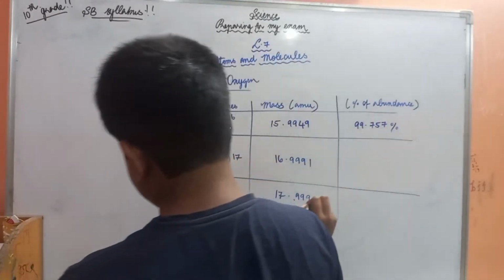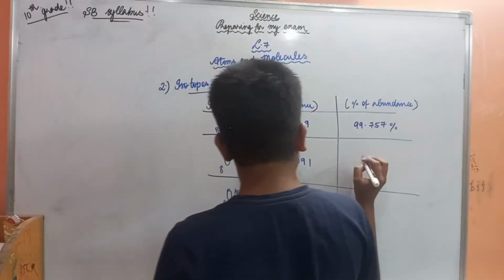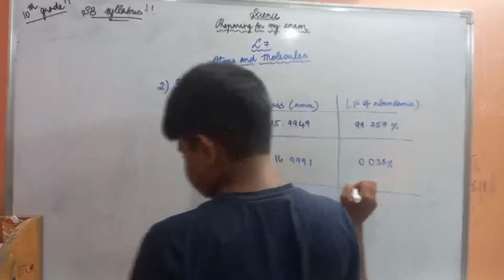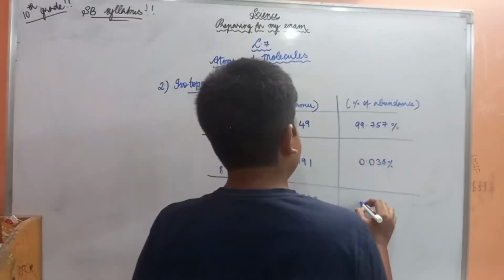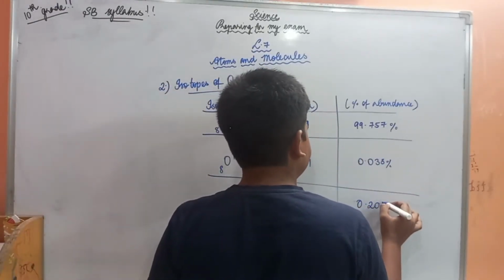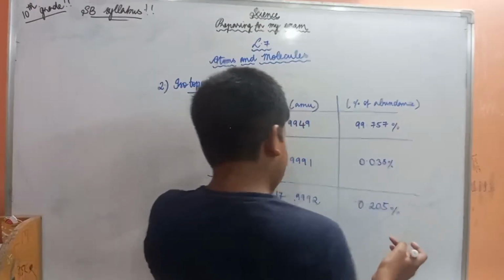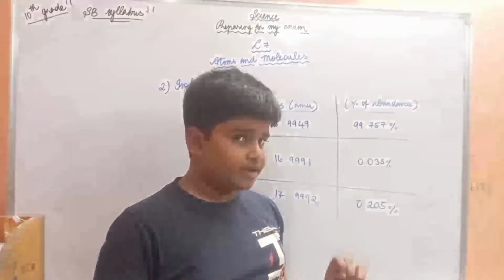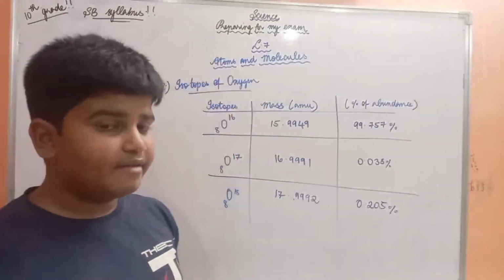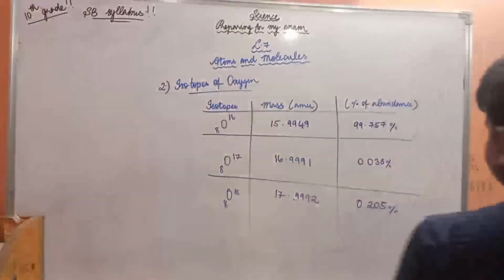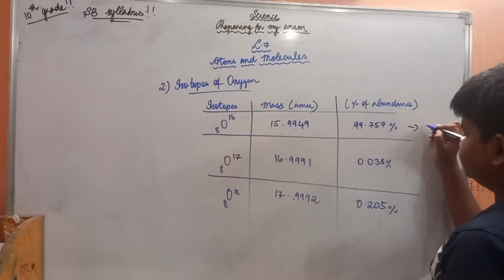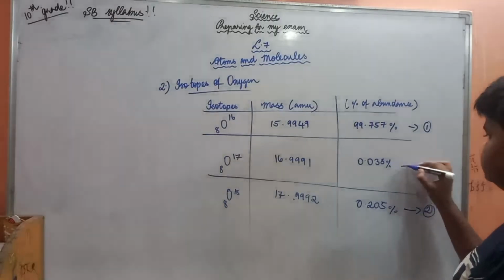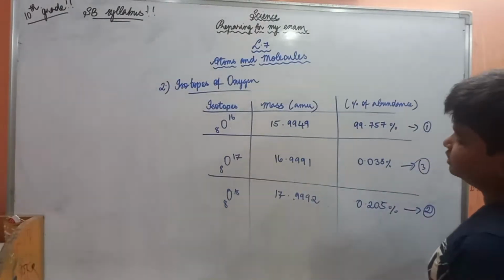Then the percentage of abundance, which is 99.759% and 0.038% and 0.205%. So just a long number: 757, 308, 205. 757 is the most abundant, second most abundant, and the least abundant.